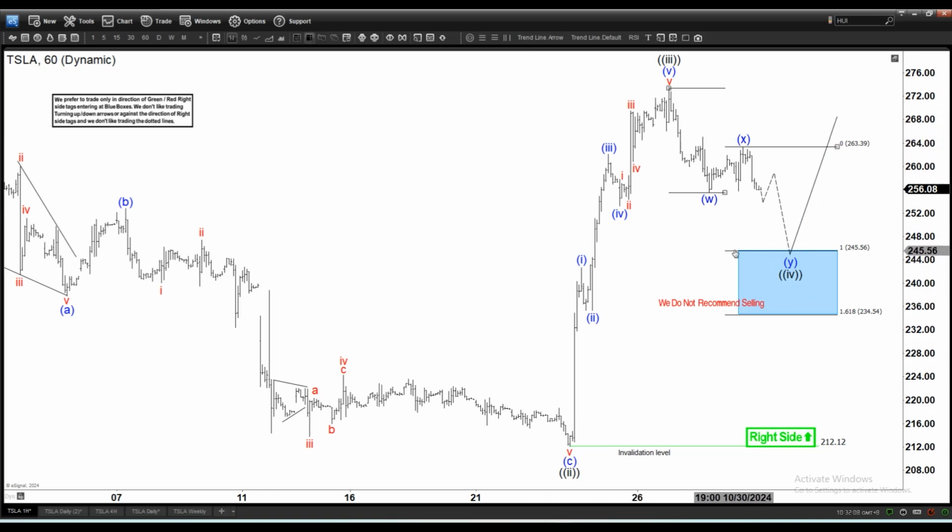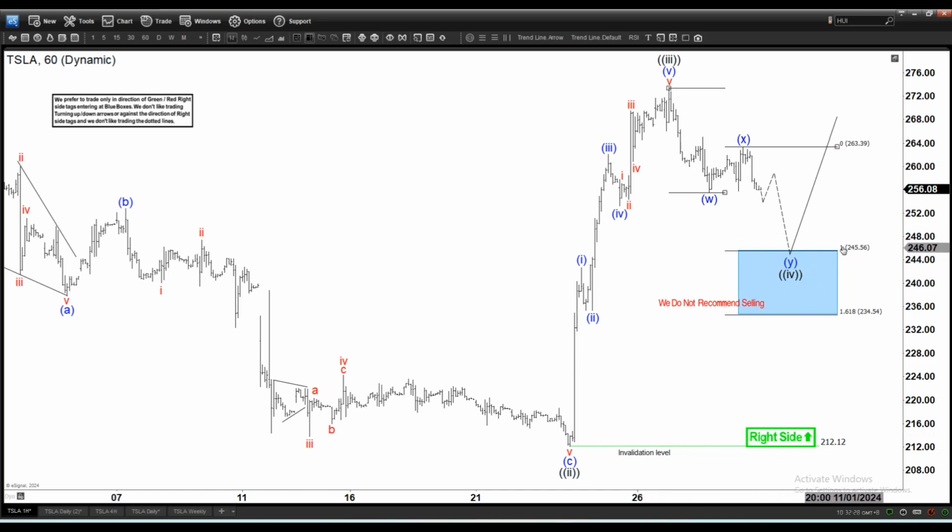Okay, so again, without even knowing anything else, just by that simple observation, I think we can already say with a higher degree of probability it's going to extend higher, as long as we don't break below the invalidation level, and that will be the next support zone.